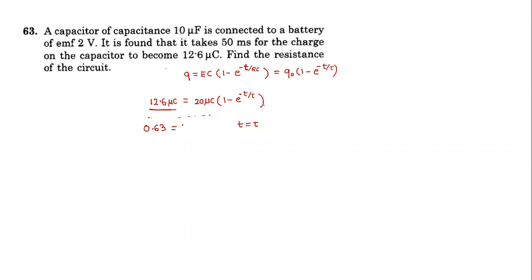So if I substitute here, this becomes 1 minus, let me put this value also, 1 minus e to the power minus t by tau. Or t is equal to tau. Or t is equal to, what is t equal to? 50 millisecond is equal to RC.